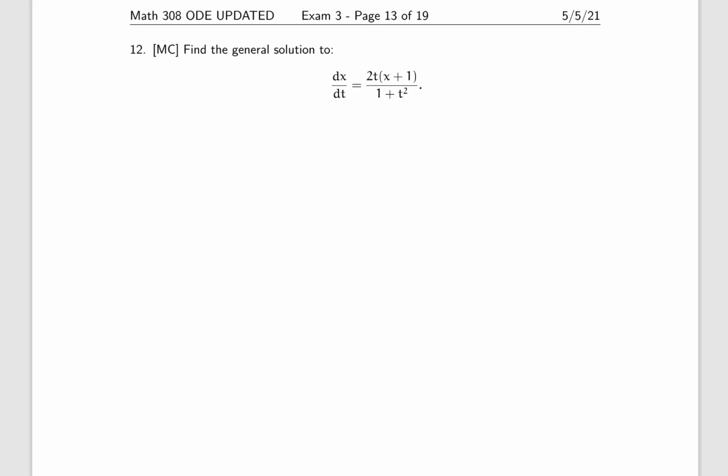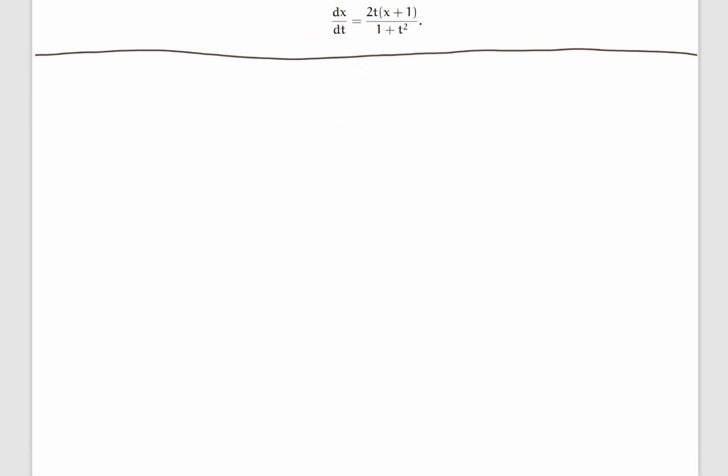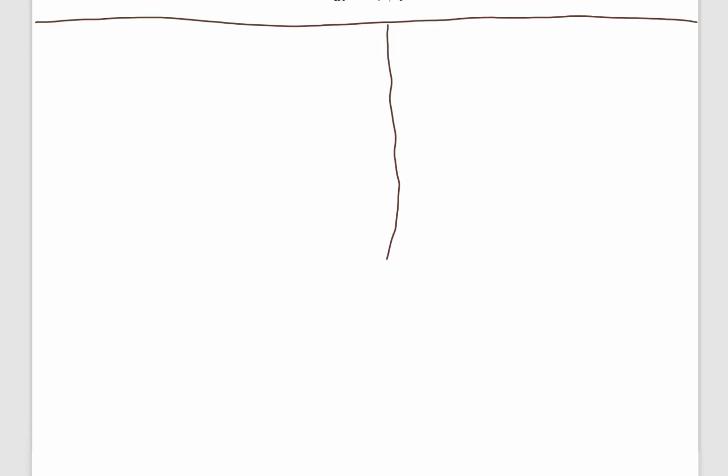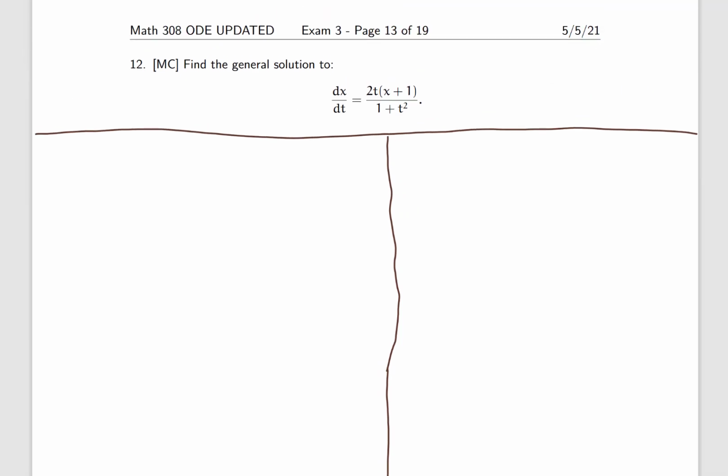Okay, so we've got this equation. It's a first order equation. The way it's written, it doesn't look like a linear equation, but it actually is a linear equation. I'm going to solve this using two different methods. On the left-hand side, I'm going to solve it as if it were a separable equation, since it is. And on the right-hand side, I'm going to solve it as if it were a linear equation, since it is.